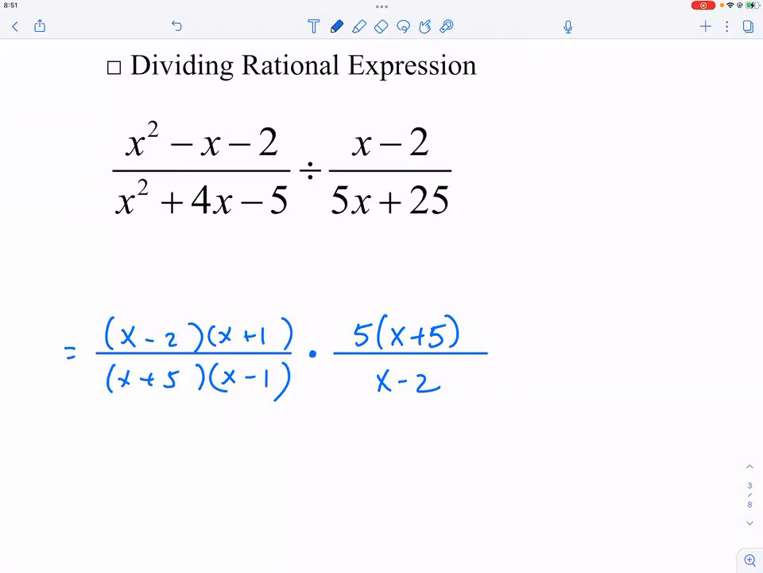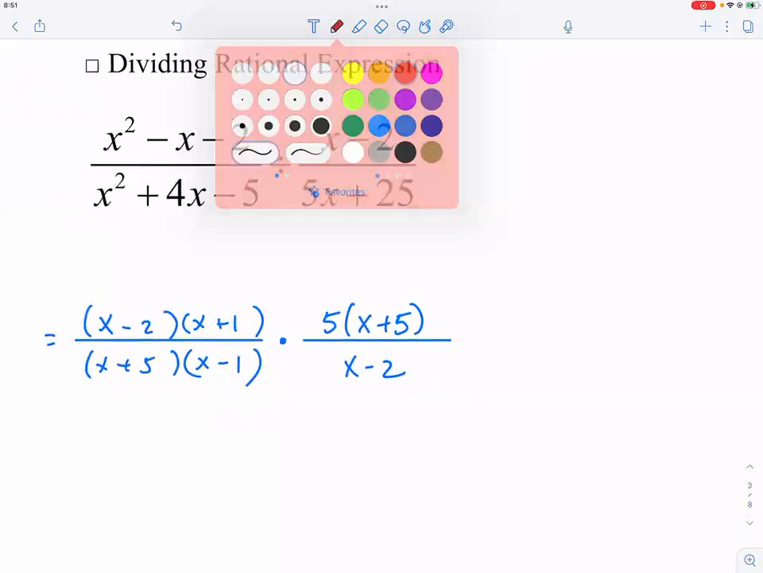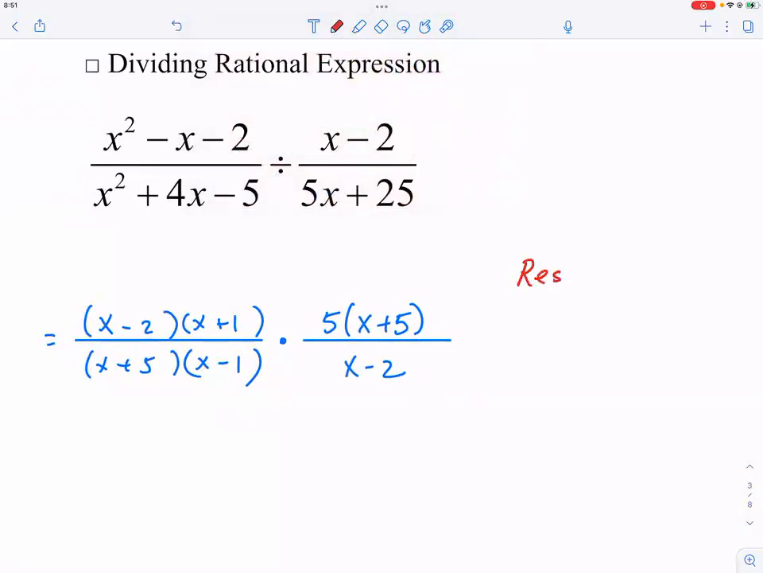and we can definitely factor the 5 out of the binomial. And now let's take a moment to write down our restrictions. So what are our restrictions? You look at this pair of parentheses, we would say x cannot be, everybody? x cannot be -5, because if x is -5, this becomes 0. We do not want 0 in the denominator.